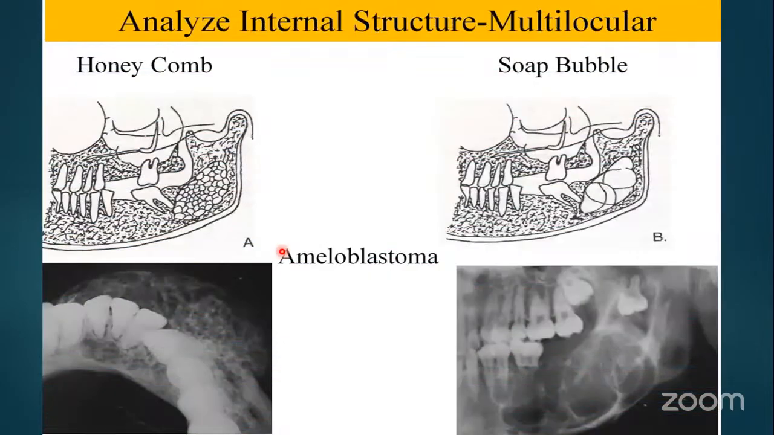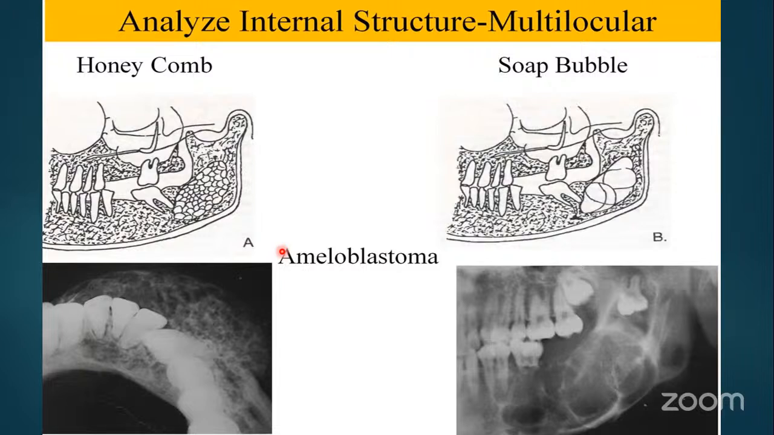Okay. So analyzing the internal structure, in case of multilocular lesions, now we saw about OKC, right? I told you there'll be multiple locules and septae in between. So depending on the shape of the multilocular lesions, we can try to identify the pathology. For example, your honeycomb appearance and your soap bubble appearance. These are classic features of your ameloblastoma. But there is a structural difference between your honeycomb and soap bubble. In case of honeycomb pattern, all the locules will be more or less the same in size. They'll be uniform in size.